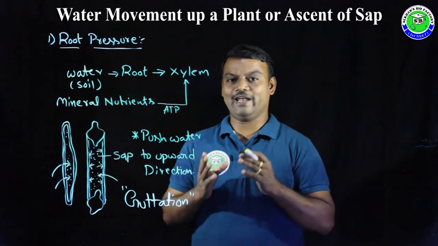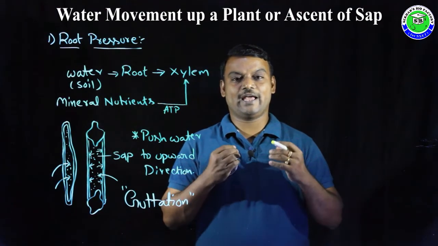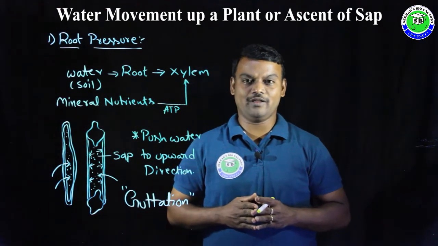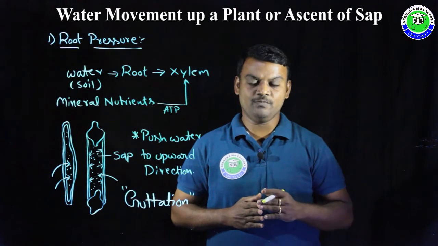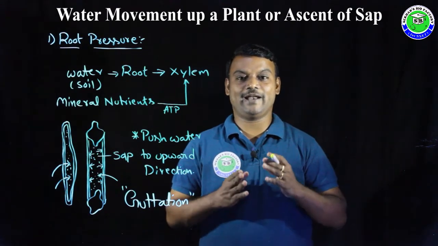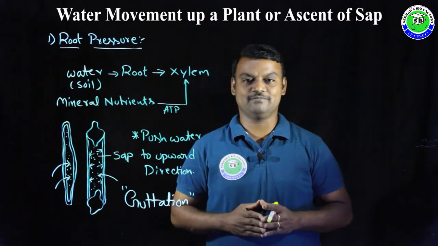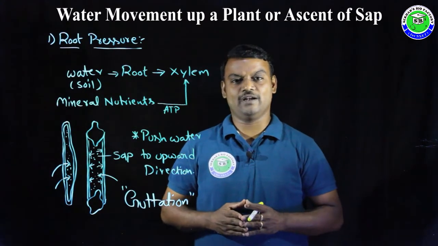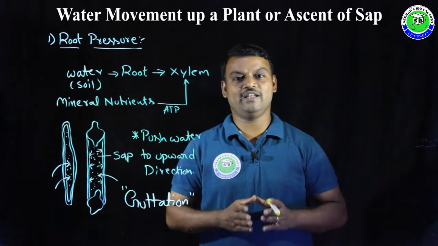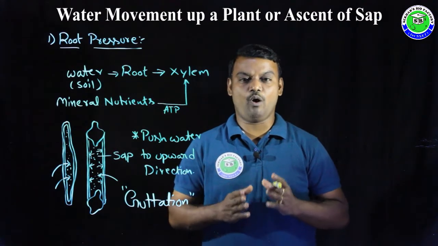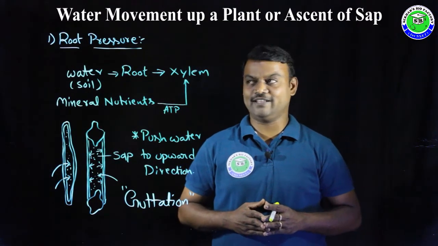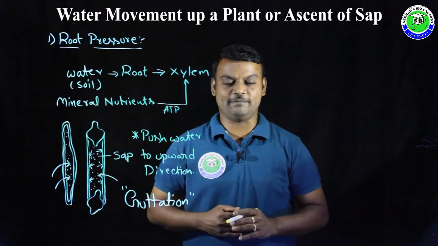This root pressure helps to create a continuous chain of water in xylem, even though the tension created by transpiration may break this continuous water column. So with the help of this root pressure, water will continuously become a long chain in xylem cells. That is the root pressure concept.